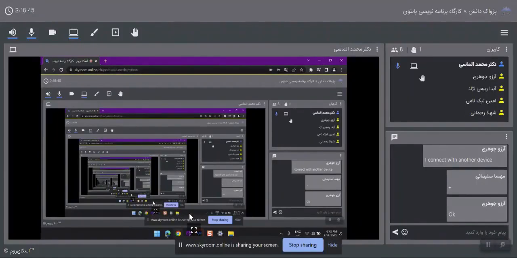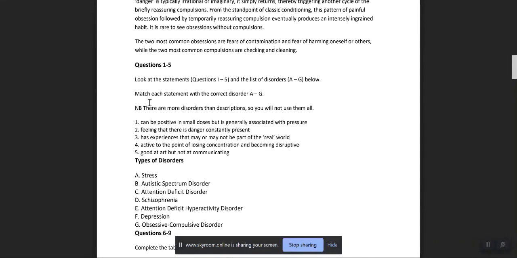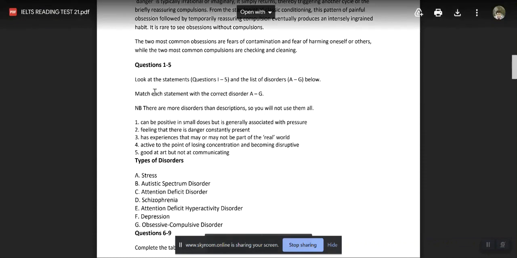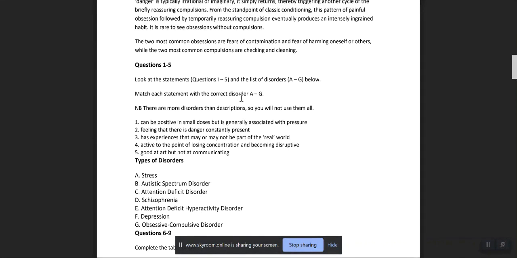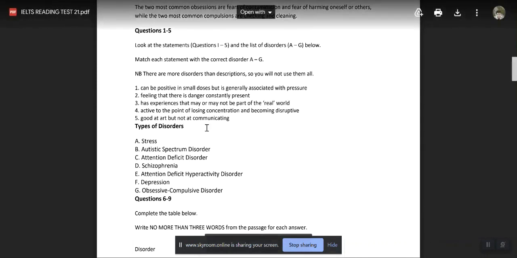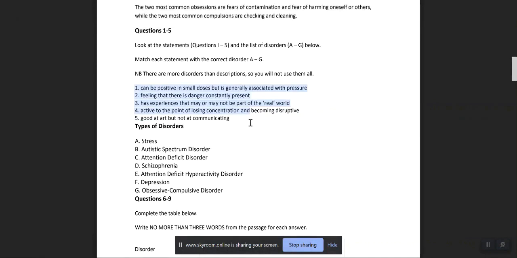Did you understand what the topic was about? Be aware of the question. Look at the statements, questions 1 to 5, and the list of disorders A to G below. Match the statement with the correct disorder A to G. So you have something here and you have something here. When you have 5 sentences and need to find the disorder, you have to read all the passage to find the exact point of what the disorder is and how it is expressed in these sentences. So when you have sentences and disorders like this, you have to read the passage.